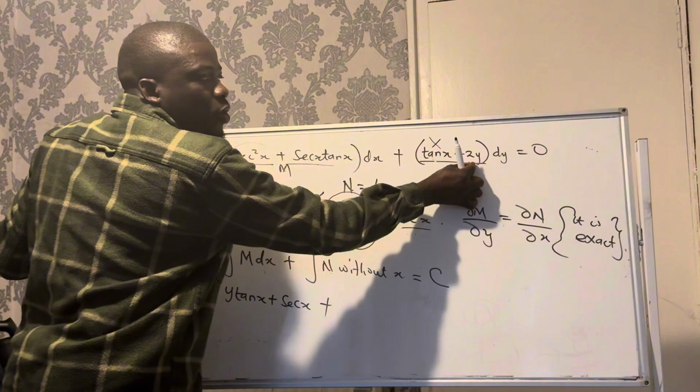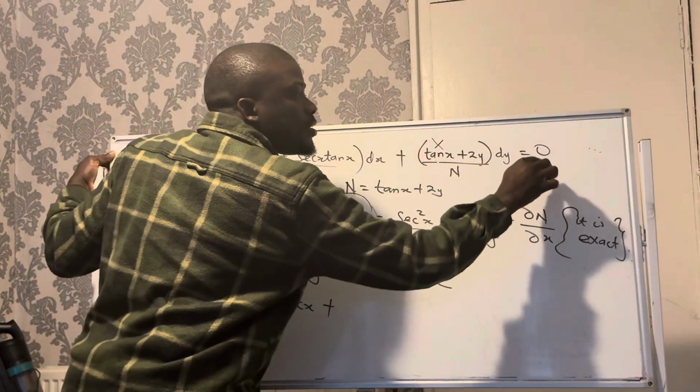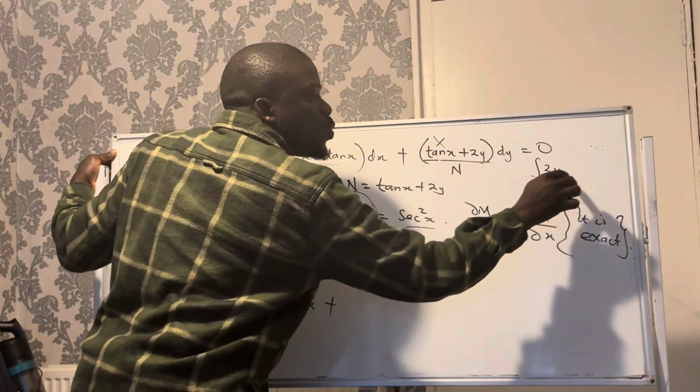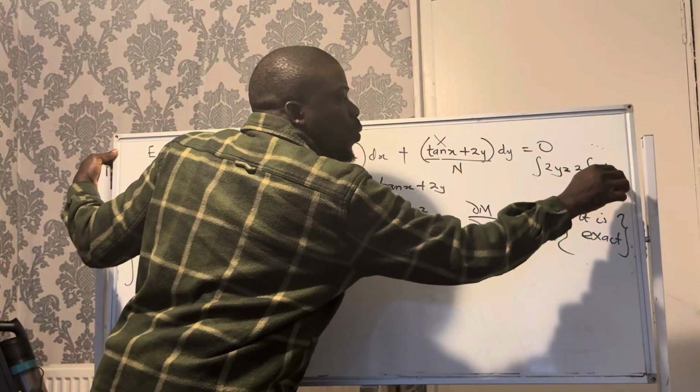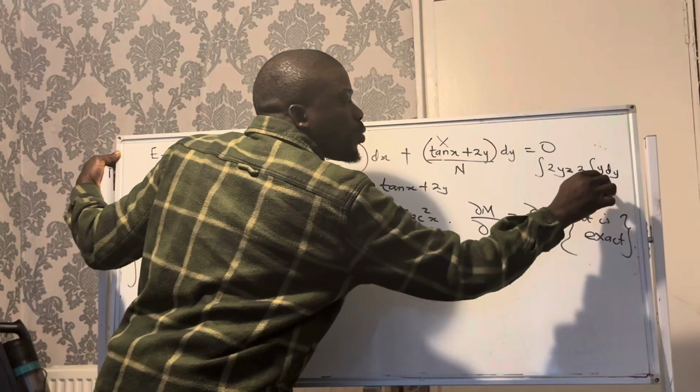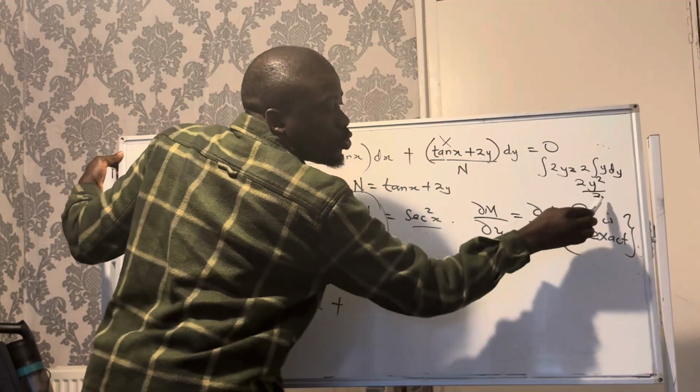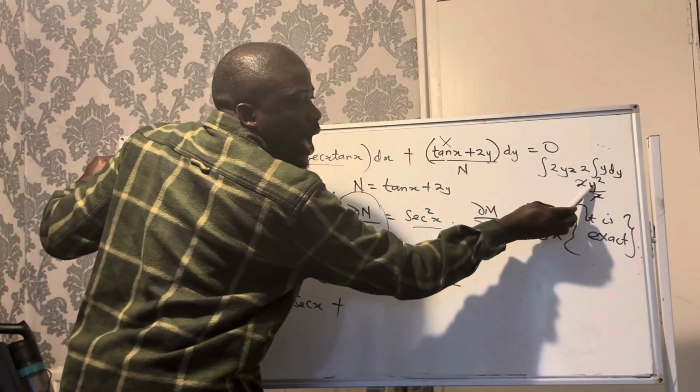We are only integrating what? 2y. And if we integrate 2y, 2 is constant, the integral of y with respect to y is y raised to power 2 all over 2. So the 2 cancels out, and we are left with y squared.